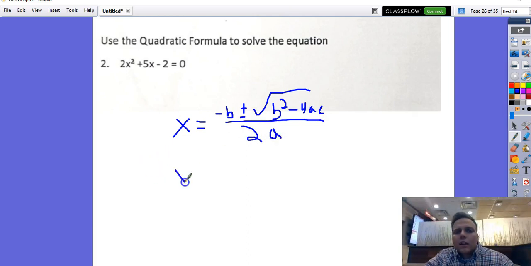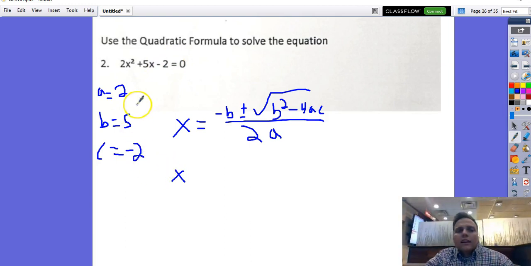Now, let's identify what a equals, what b equals, and what c equals. A is always the number next to x squared, so for this problem that's 2. B is always the number next to x, so for this problem that's 5. C is our constant, it's always a number by itself, so for this problem that's a negative 2.